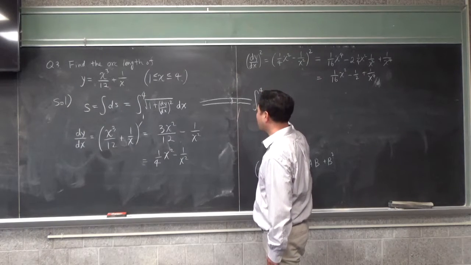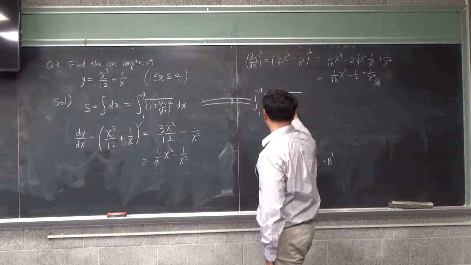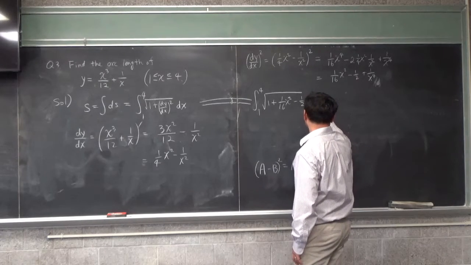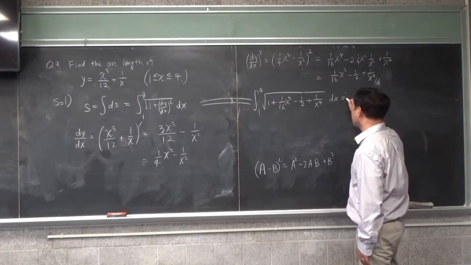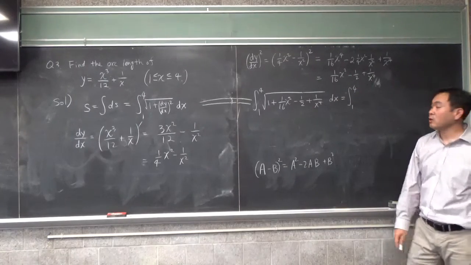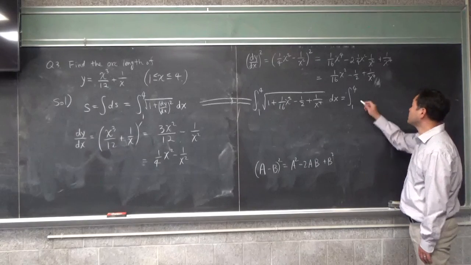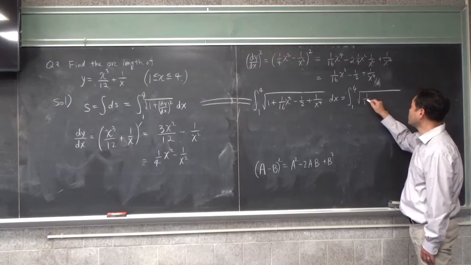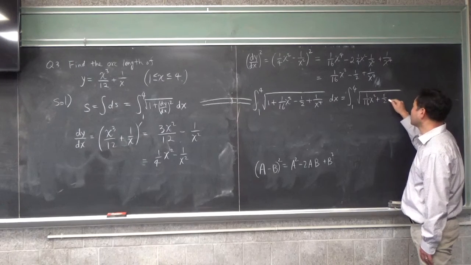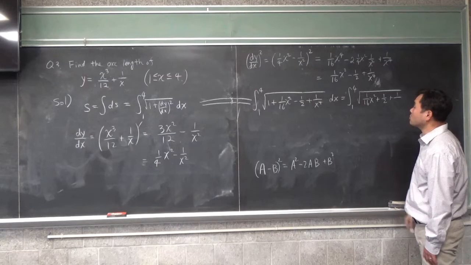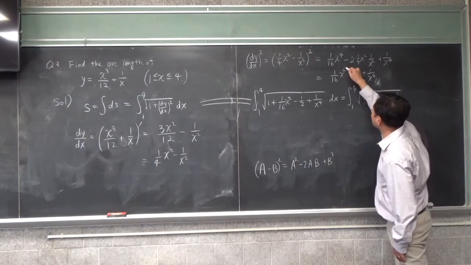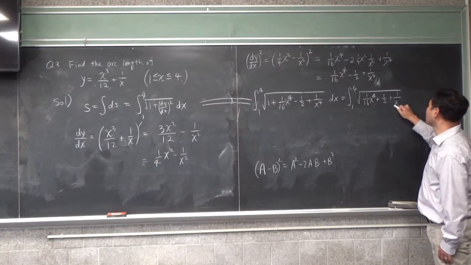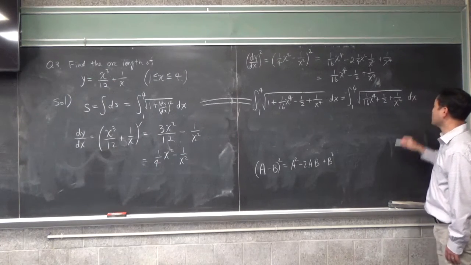Okay, then I can continue calculating this one. It's the integral from 1 through 4 of square root of 1 plus this thing here, 1 over 16 x squared minus 1/2 plus 1 over x to the 4th. All of this inside the square root dx. What's 1 minus 1/2? Positive 1/2, right? So 1 over 16x squared plus 1/2 plus 1 over x to the 4th power.